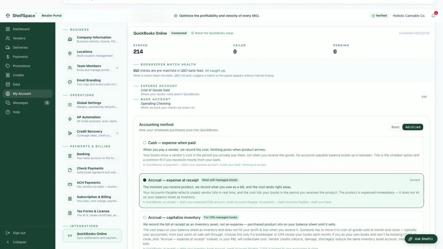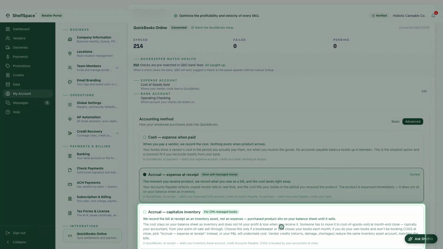The third option lives under advanced because it's a call for books an accountant closes. Switch over, and a new choice appears: accrual, capitalize inventory. Here, the bill posts at receipt as an inventory asset, not an expense.